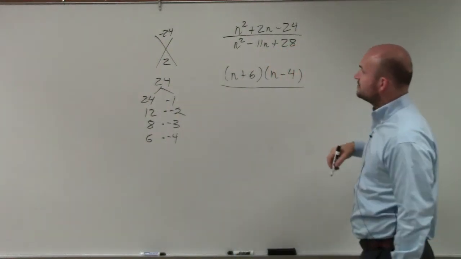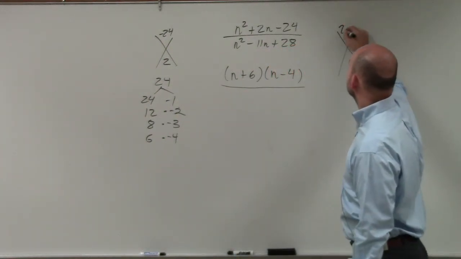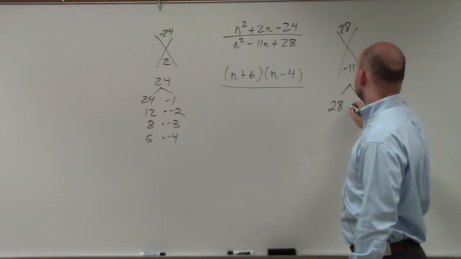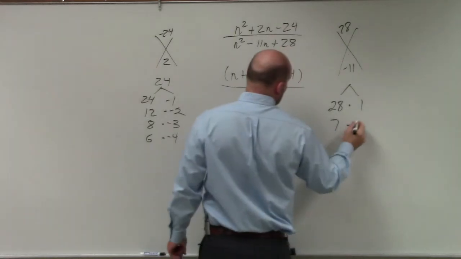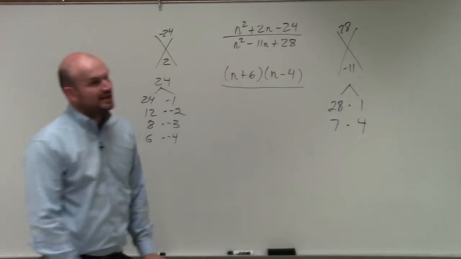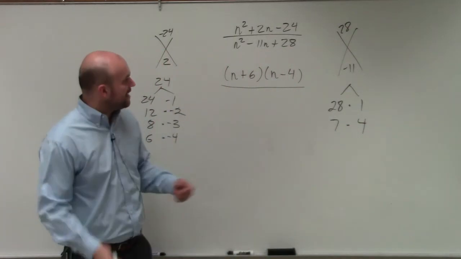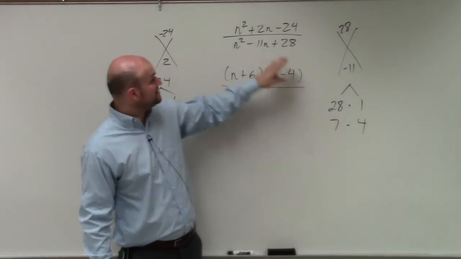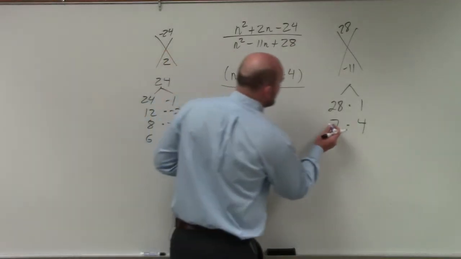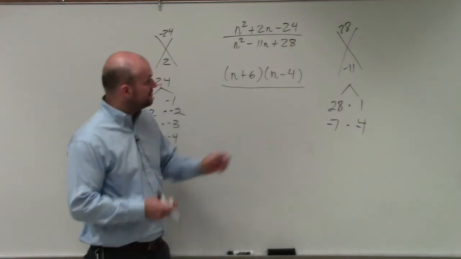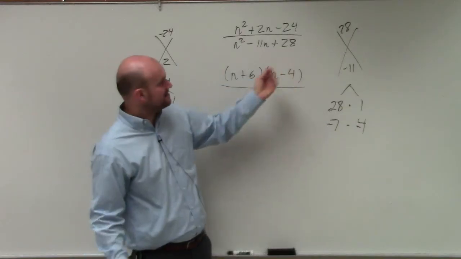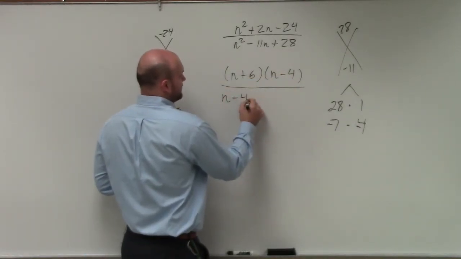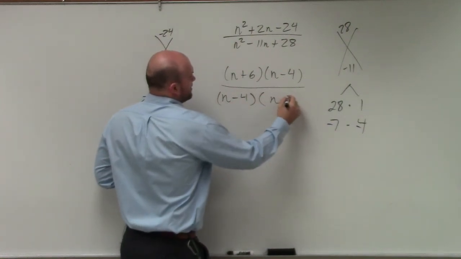And then I'm going to do the exact same thing in my denominator. I need to figure out what two numbers multiply to give me 28, add to give me negative 11. I think of the factors of 28 in my head, and I have 28 and 1, 14 and 2, 7 and 4. Well, obviously, the two numbers are going to be 7 and 4. But since they're adding to give me a negative, that means both of these factors have to be negative. And a negative times a negative is going to give me a positive, so that works out. So therefore, my factors here are n minus 4 times n minus 7.